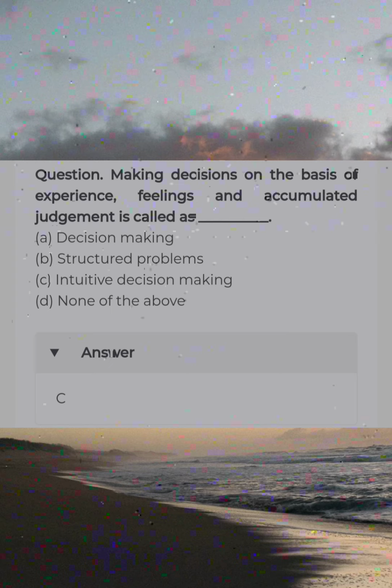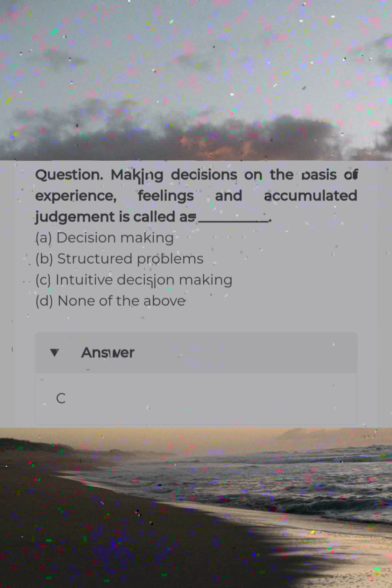Training lectures or seminars are dash. Answer D, method. Name the function of management which involves setting objectives and developing appropriate courses of action to achieve these objectives. Answer C, planning. A strategy is a comprehensive plan which will not include this dimension. Answer C, the ends which the management seeks to achieve by its operations.